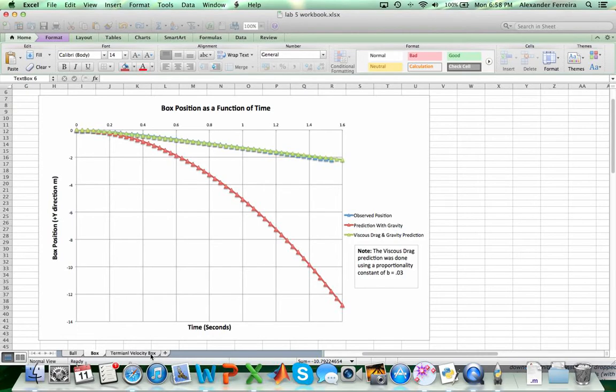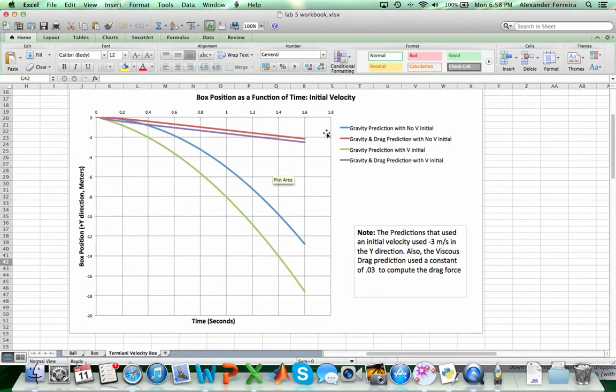However, I also graphed the same things with my model that had initial velocity rather. So basically, all of these guys, some had initial velocity, some did not. I did the predictions with gravity and drag. So the only ones that would show possible terminal velocities are this red line and this purple line. And the red line was a gravity and drag prediction with no initial velocity. And the purple line was gravity and drag prediction with initial velocity.